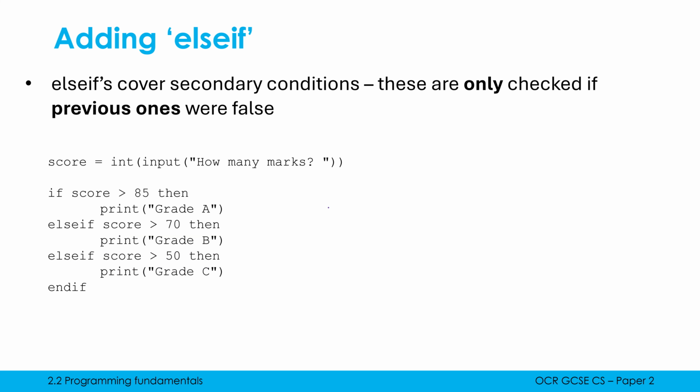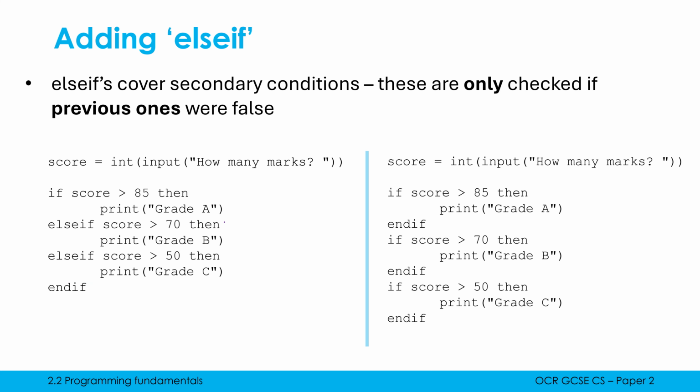This time round, let's say I did less well and got maybe 42. 42 isn't bigger than 85, so that's false. 42 isn't bigger than 70, so that's false. And 42 is not bigger than 50, so that's also false. So it checks them one by one sequentially. Unfortunately here, I've reached the end of my if statement and none of these were true, so therefore no code runs at all here.